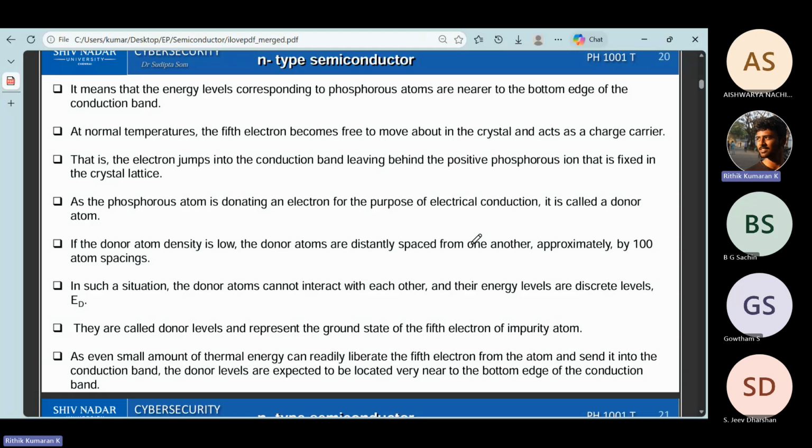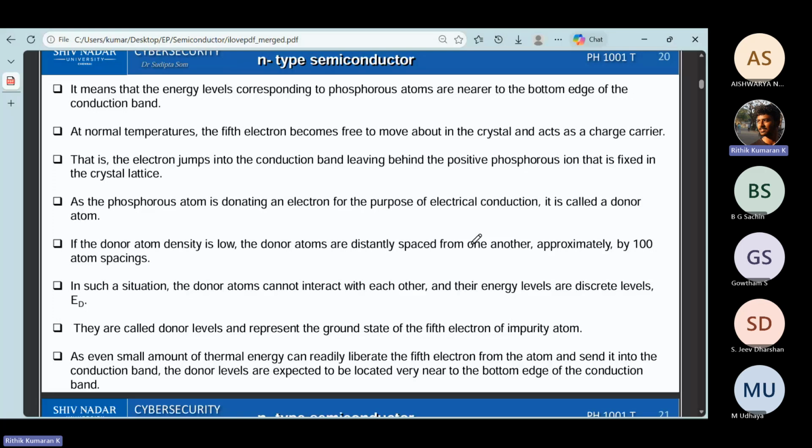If you have more densely packed phosphorus elements in a particular area, there will be a lot of influence, so the current will also be more. That is what they are essentially trying to convey here.